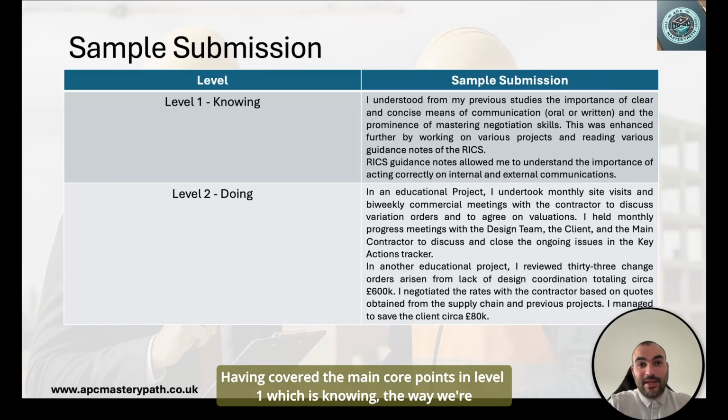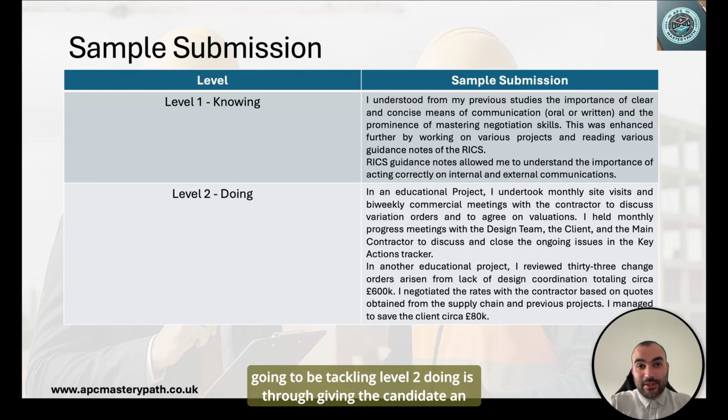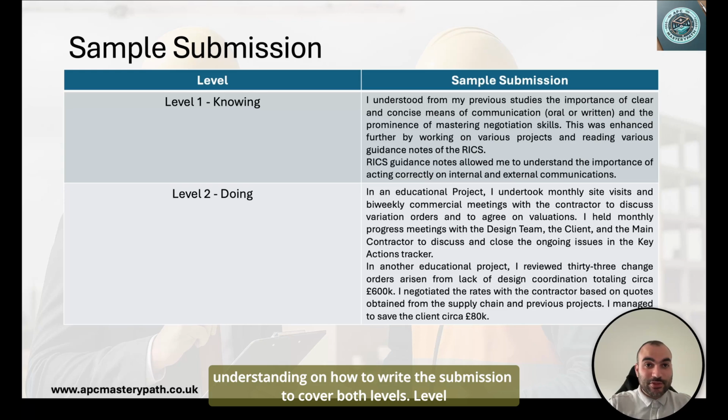Having covered the main core points in level 1, which is knowing, the way we're going to be tackling level 2 doing is through giving the candidate an understanding on how to write the submission to cover both levels. Level 1 knowing, it's all about listing what you have studied before, what you understood about this area of competence, and what the RICS guidance notes have helped you to grasp.